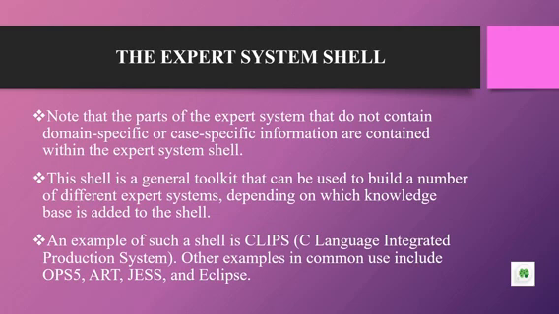Some examples of expert system shells are CLIPS. CLIPS means C Language Integrated Production System. That is, it is used with the C language. Other examples in common use include OPS5, ART, JESS, and Eclipse. These are the coding languages of the expert system. Only in these coding languages can they be used to give the expert system shells.